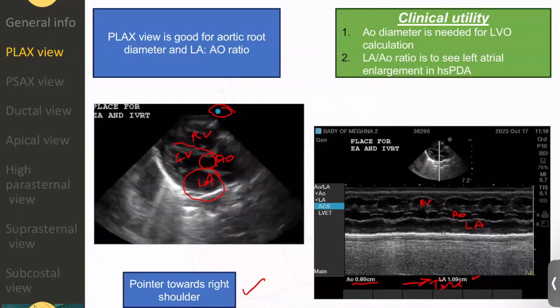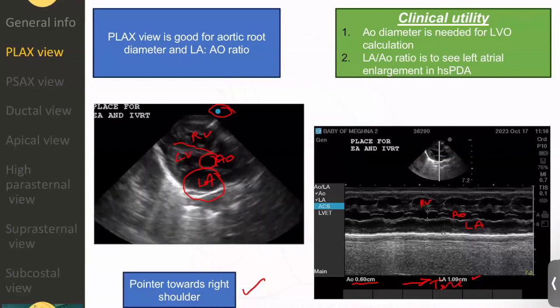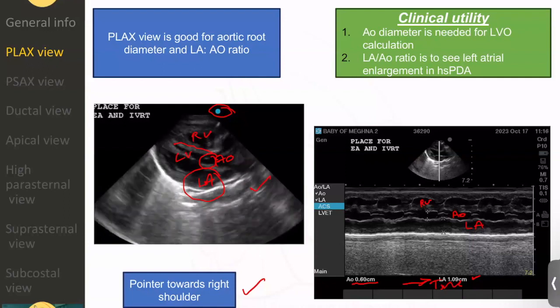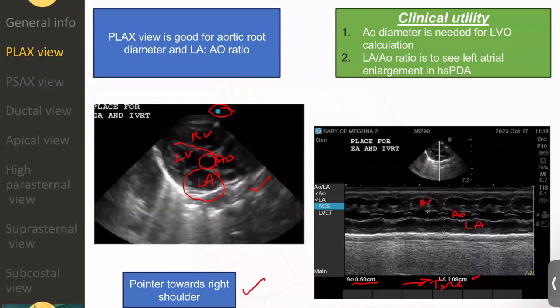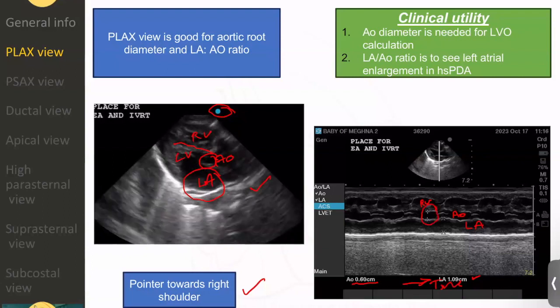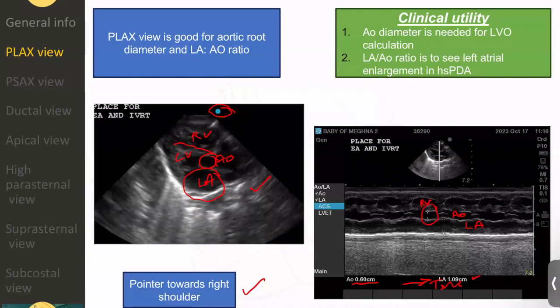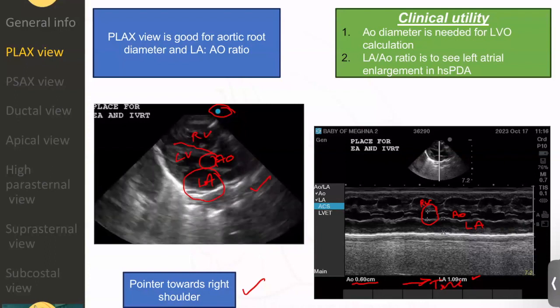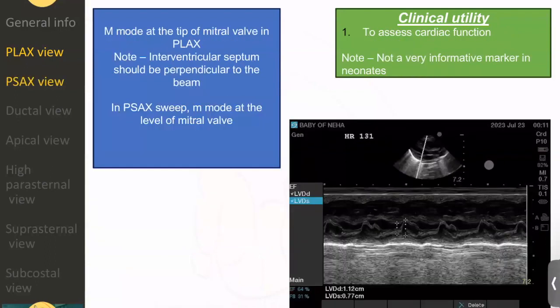We can calculate it by freezing this image. When we freeze this image at the hinges, we can calculate it, or we can calculate with the M mode, which here also is giving us the diameter. Why this diameter is important, we will see in the next slide. Okay, another important point: diameter is important for the left ventricular output calculation, that we will see in the subsequent slide.